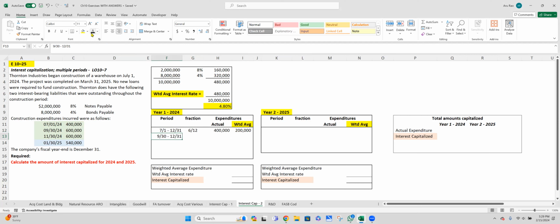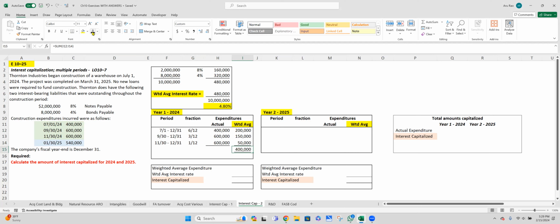The next one is on September 30th. September 30th to December 31st is 3 months. 600,000, that works out to 150,000. That's 3 over 12 multiplied by 600. The last expenditure was November 30th, which means that's only 1 month. End of November means only in December I can accrue the interest. So that's 1 month. So that 600,000 will work out to only 50,000. 600,000 multiplied by 1 over 12 is 50,000.